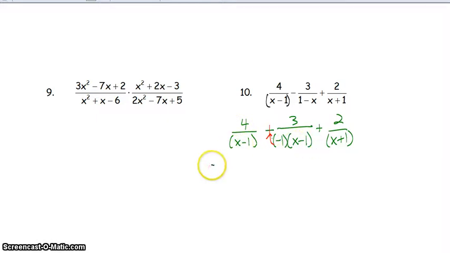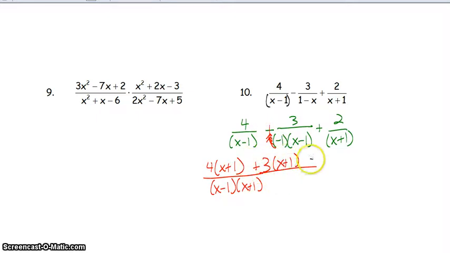I'd make them all x plus 1, x minus 1, so I have 4 times x plus 1 over x minus 1, x plus 1. This turns into a plus again, like I said. So this is plus 3 times x plus 1, because this also needs a plus 1, plus 2 times x minus 1. And then the denominator is now all x minus 1, x plus 1.